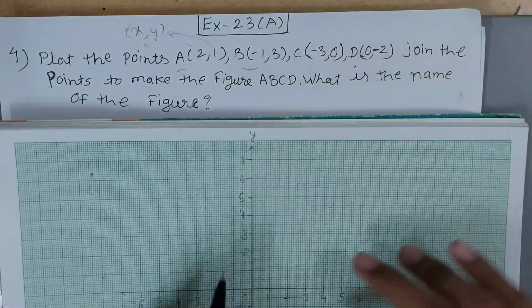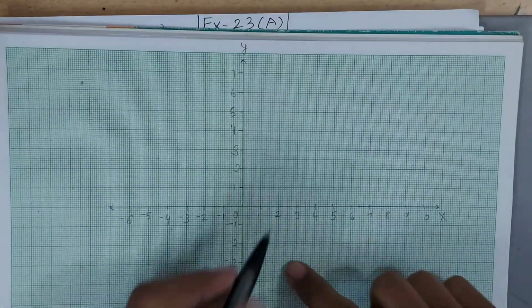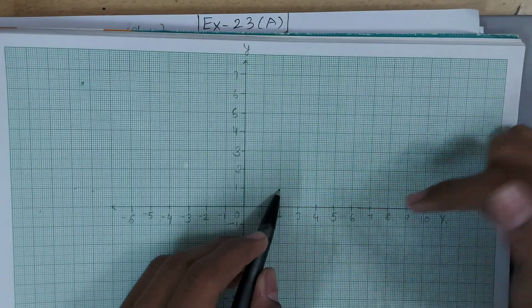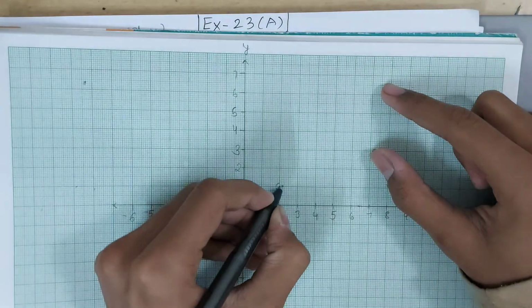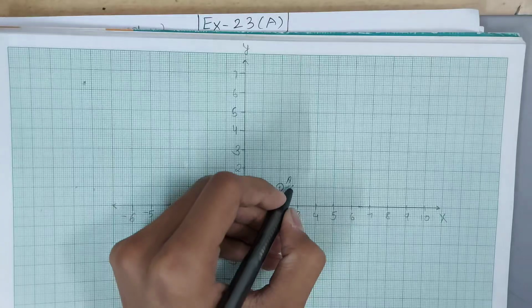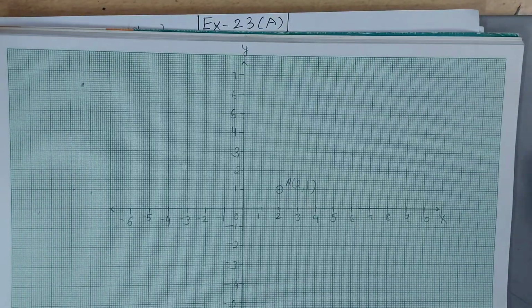So (2, 1) means 2 on the x-axis. I'll bring the graph here. You can see 2 on the x-axis and 1 on the y-axis. That means this point here exactly. We'll put a dot over this, we will circle this, and this is going to be called A, that is (2, 1).